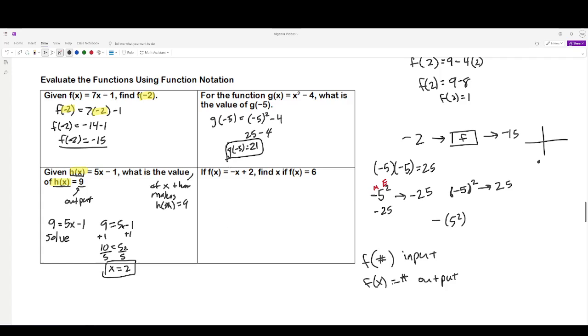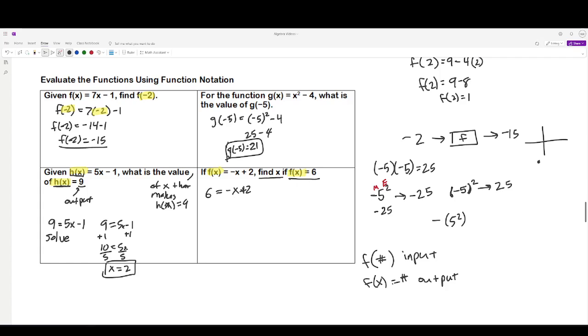All right, this says if f of x equals negative x plus 2, find x if f of x equals 6. So this one is worded better. It says to find x. So again, we're given the output. f of x equals 6, so we're going to put that here. So 6 is equal to negative x plus 2.